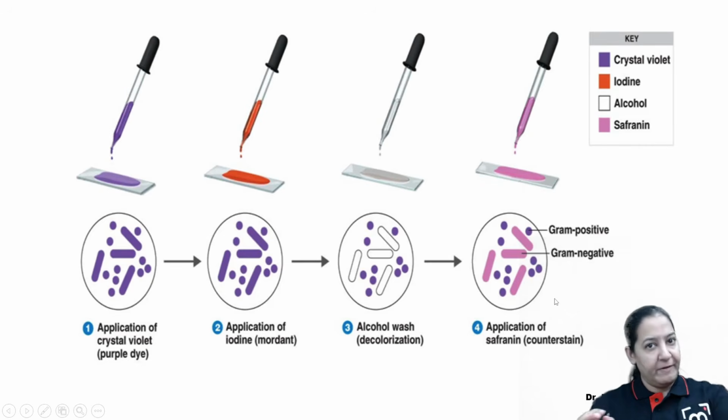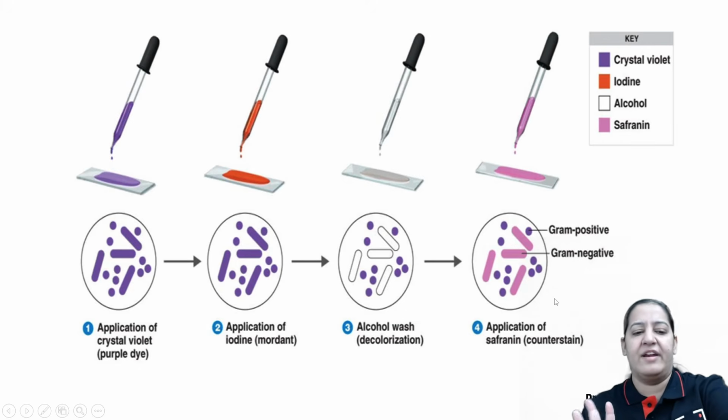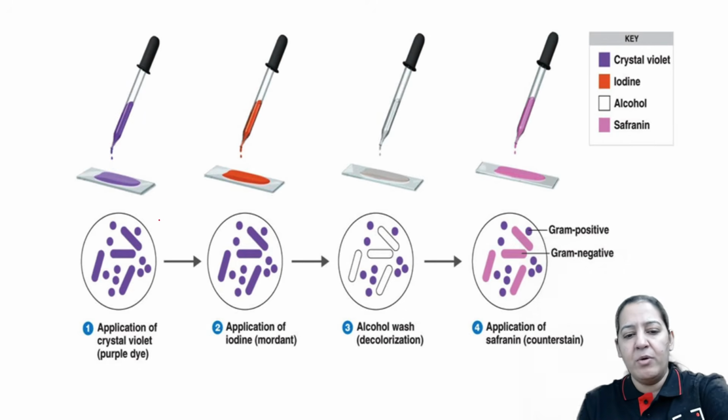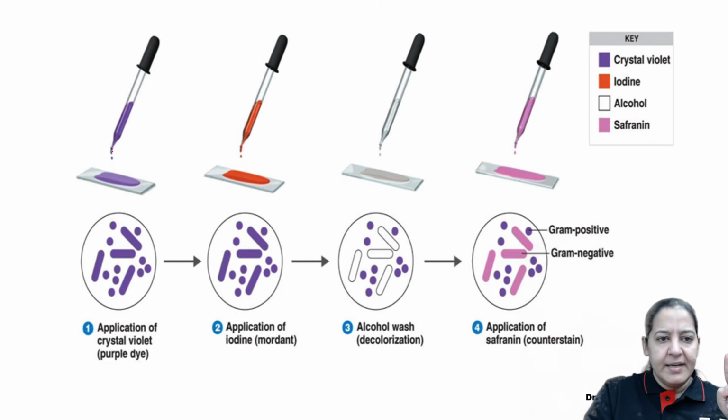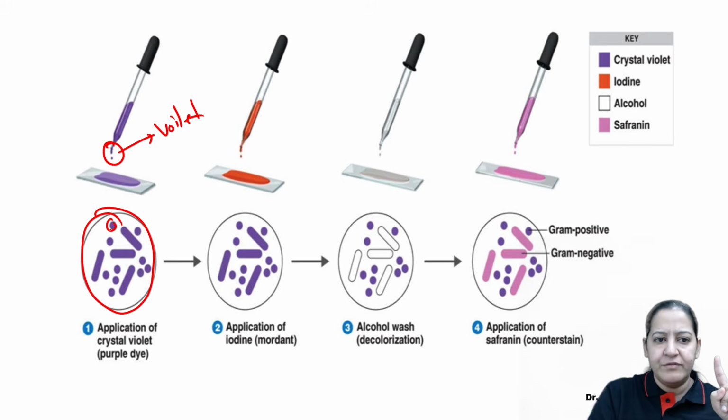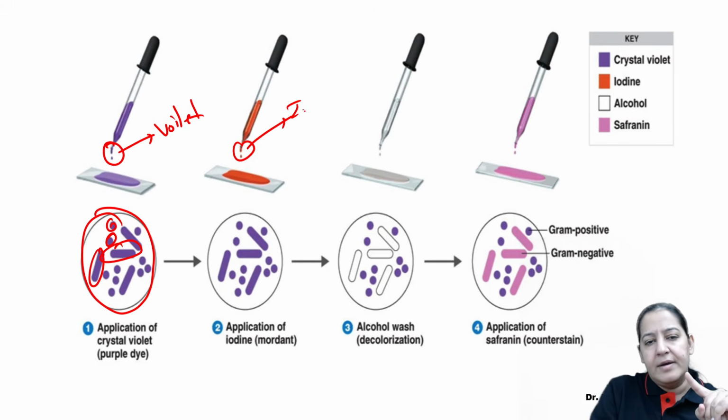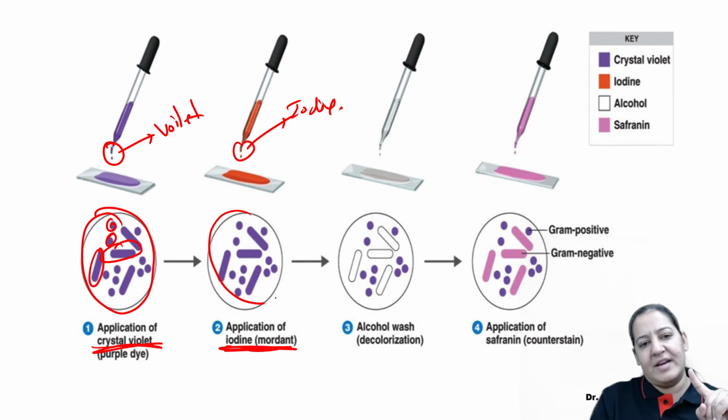See this diagram also. The 4 steps are crystal clear in front of you. Can you see in step 1 you are adding violet stain, that is primary stain? So all bacteria are violet. Can you see the color? They all are violet. In the second step you are adding the iodine. This is iodine, forming a complex, acting as a mordant. So still all bacteria are violet.